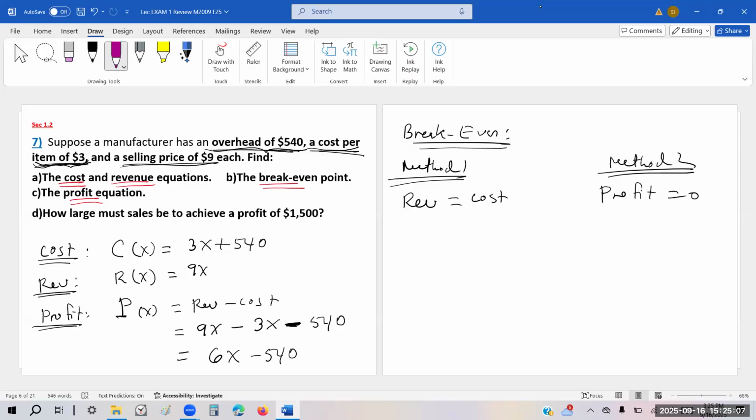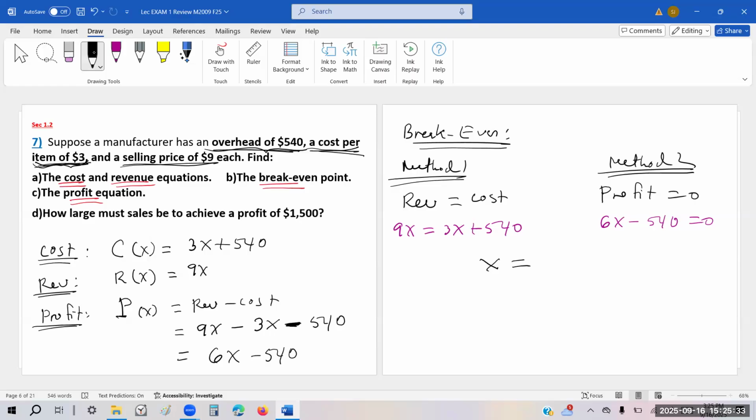Profit. Since we are given the profit function, you can do 6x minus 540 equals 0, and solve for x. Or if you want to use revenue and cost, you write 9x equals 3x plus 540. You have two ways to solve for x. It doesn't matter which way you solve for x. What is your x?